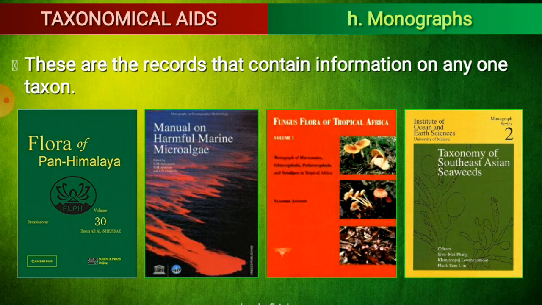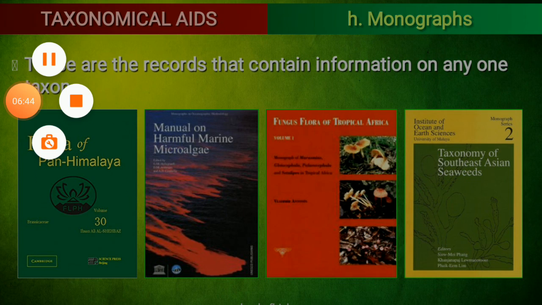So these are some of the important taxonomical aids which are used to enrich our information and to have the correct information and idea about the different forms of life on this earth.